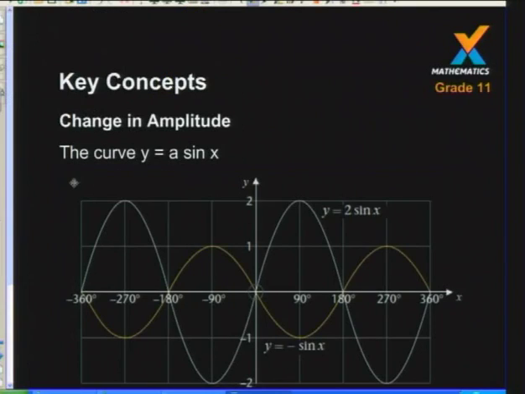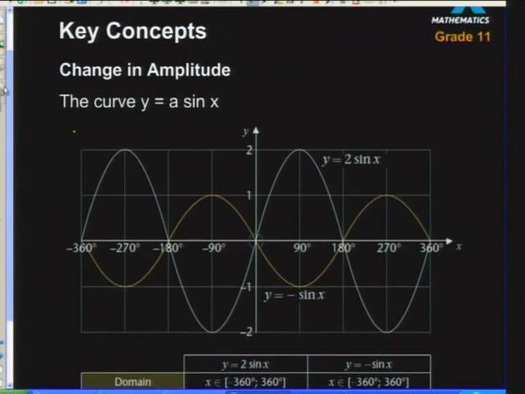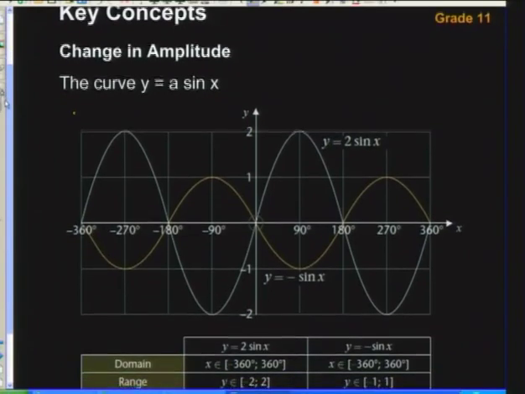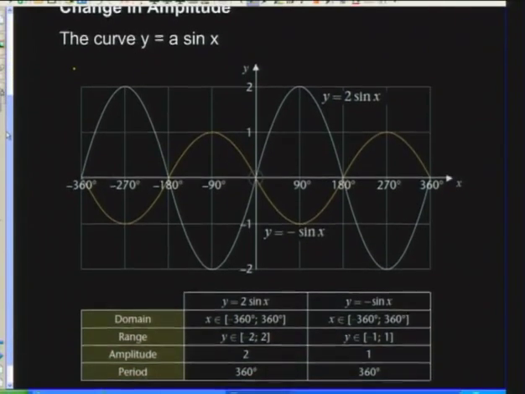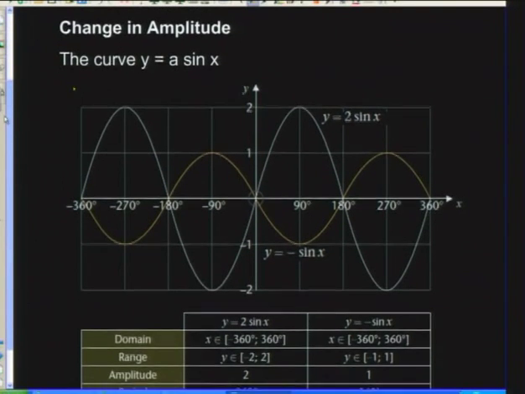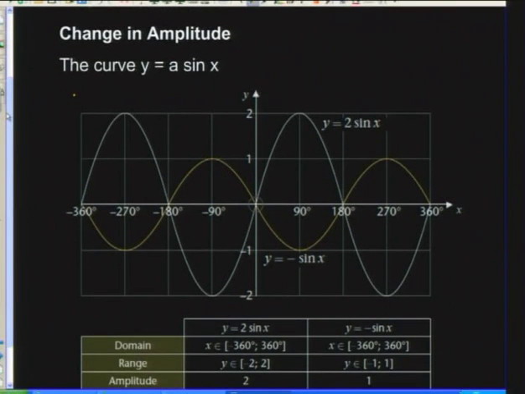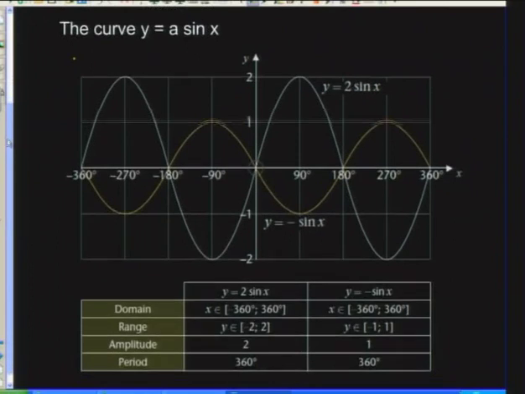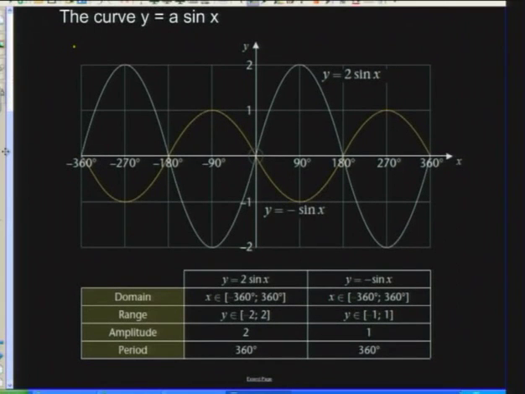Having said that with our key concepts, I want to now look at the graph of y equals a sine x, which we are calling a change in amplitude. The graphs have been sketched for us, and just below the graphs, we've got a table that shows us those key features: the domain, the range, the amplitude, and the period.